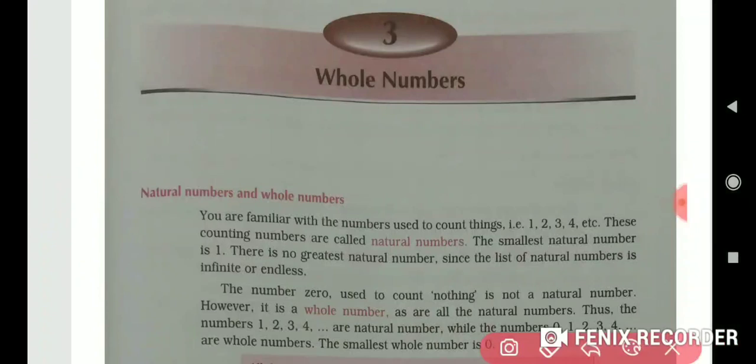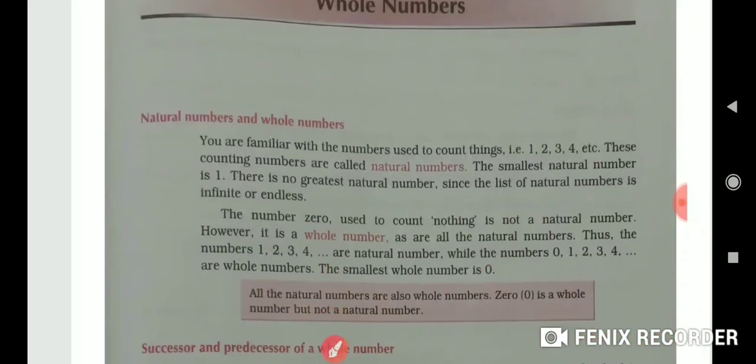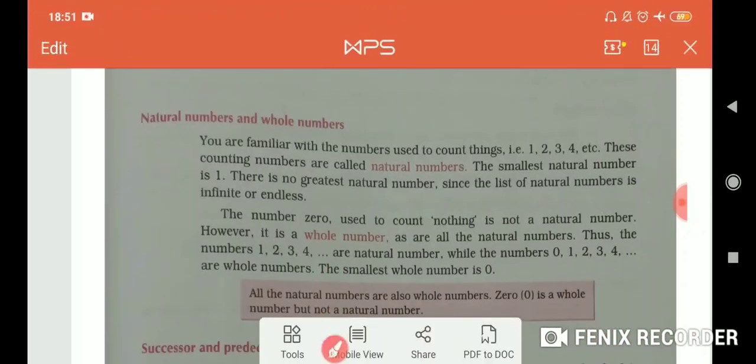Good morning, students. Today I am going to begin a new chapter, that is whole numbers. So till now I have completed the two chapters, number system and factors and multiples. I hope that you have completed all the questions and solutions in your notebook. So let's begin the chapter whole numbers.